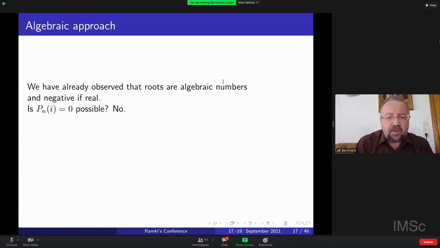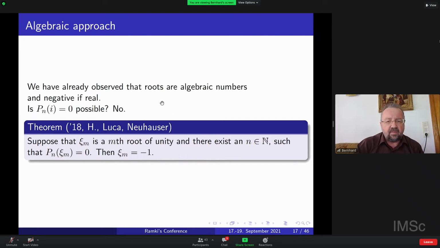Now, is it possible to show that certain numbers never appear as a root? We asked quite a simple question: is it possible that the complex number I, on the imaginary axis, is a zero? And it turns out no. More generally, with Florian Luca, we proved that when you have a root of unity, and this nth root of unity is a zero of the nth polynomial, then it has to be equal to -1.